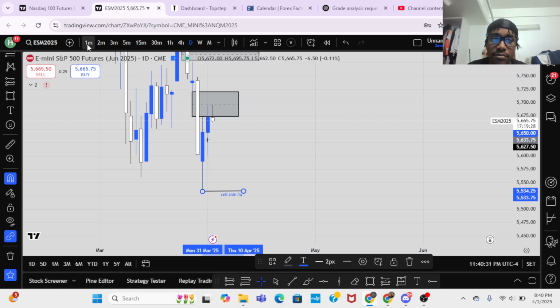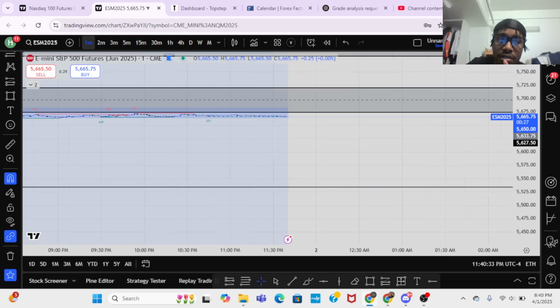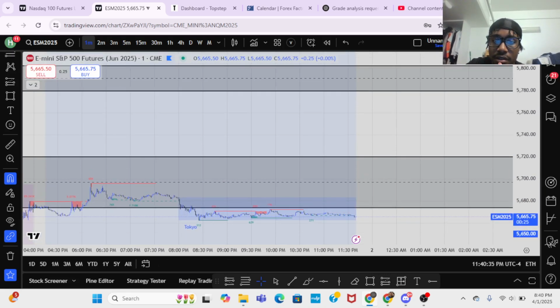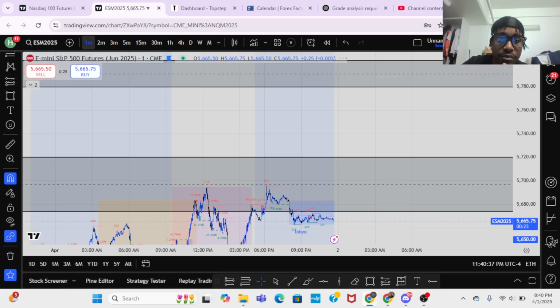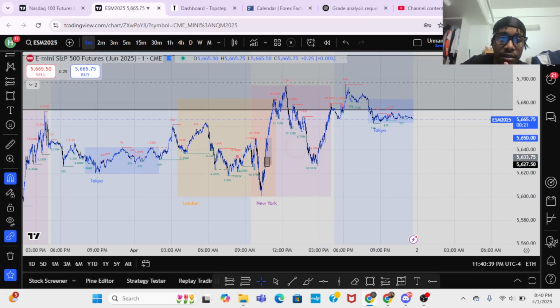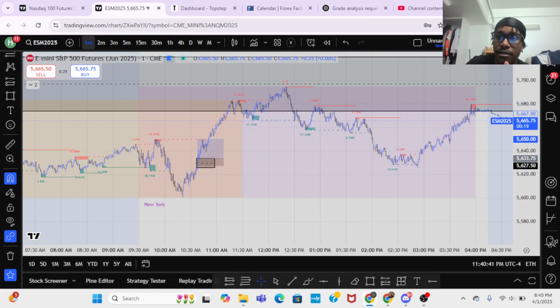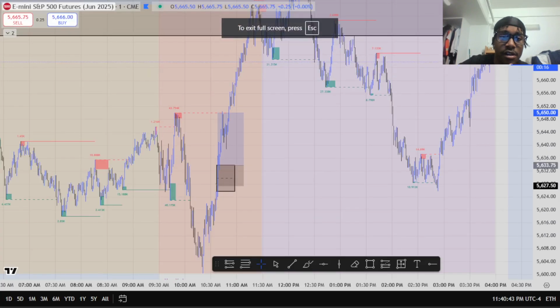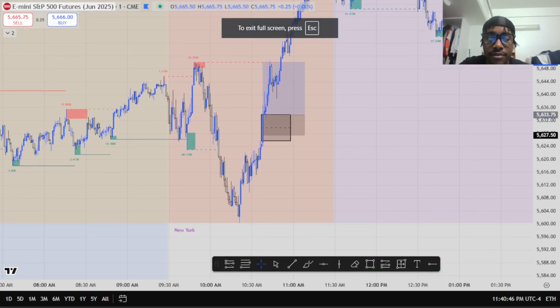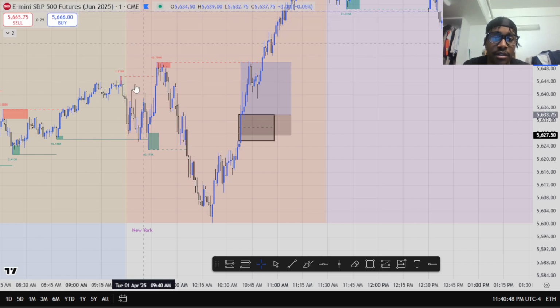So I'm gonna break down the trade that I took today, and I just want to show you guys how I use liquidity coming into the market. I was long biased 100%. I was 100% long biased.